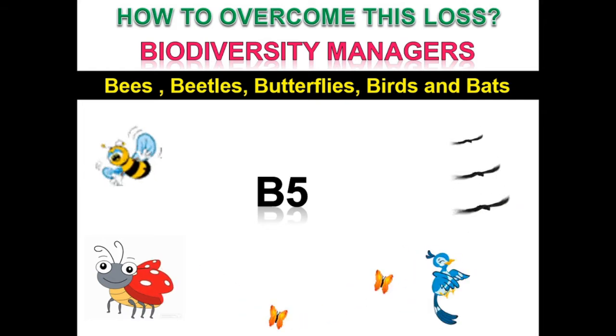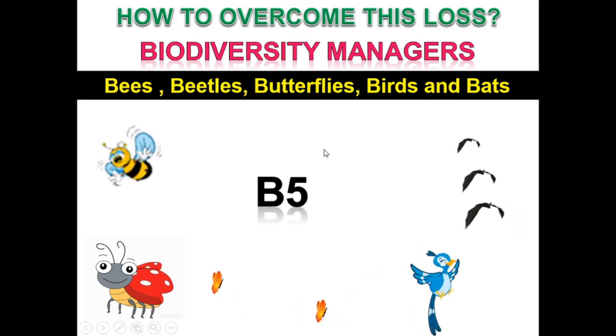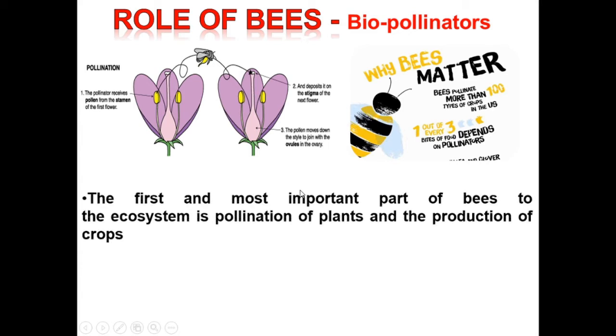Now let's see the role of all these B5 one by one. The first one, role of bees. The main function of these bees is pollination. They are biopollinators. They pollinate the flowers and thereby help in the production of crops.